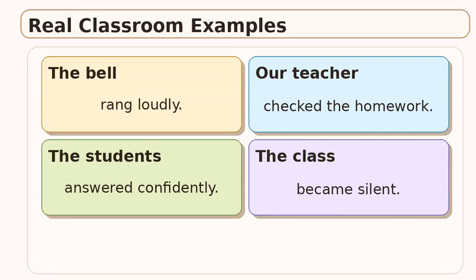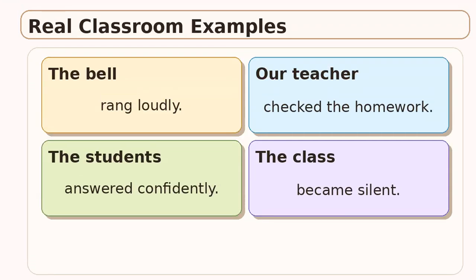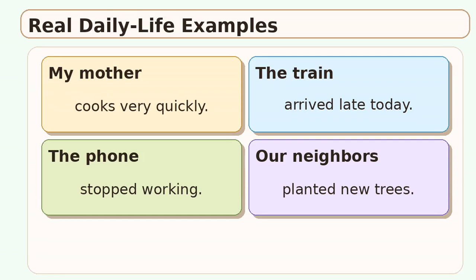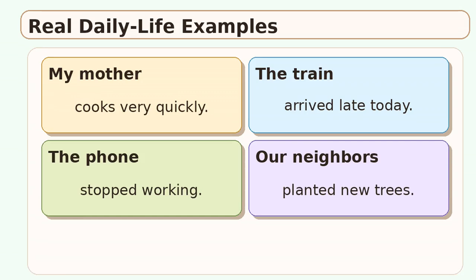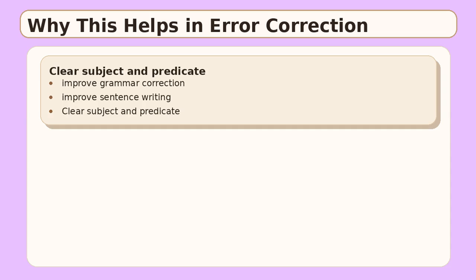Let us connect the lesson to real classroom English. This helps you notice subject and predicate in the kind of sentences students hear every day. Now look at subject and predicate in normal daily situations. Grammar becomes stronger when you see it in life, not only in textbook examples. Subject and predicate are not only for sentence analysis. They are also powerful in grammar correction. When you know the subject clearly, you can check agreement, tense, and completeness more easily.